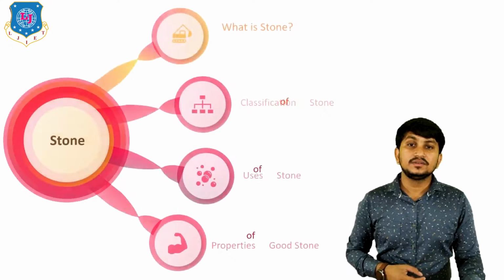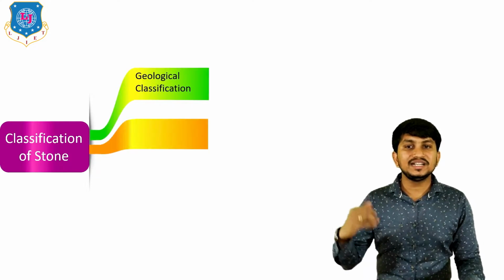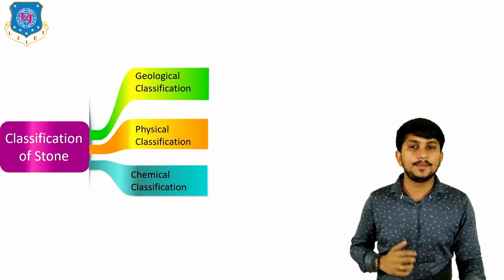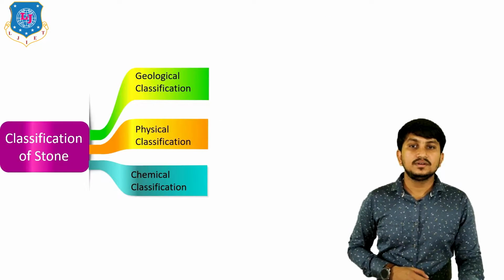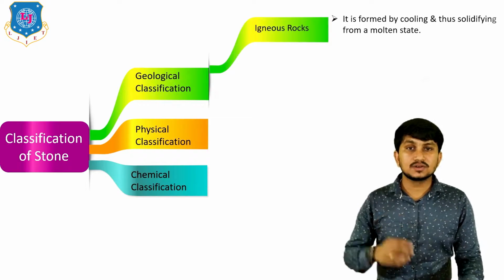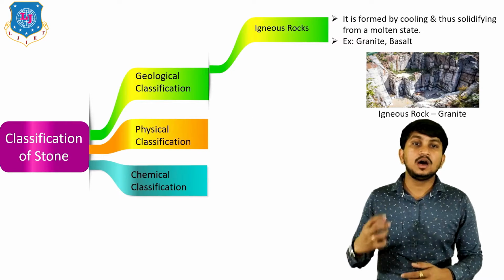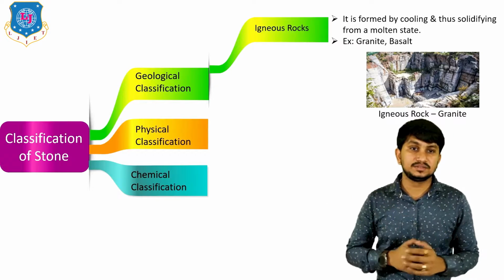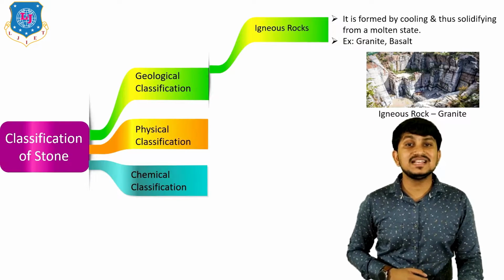Okay, now let's see the classification of stone. It is generally classified into three types: geological classification, physical classification and chemical classification. In geological classification, first type is igneous rocks. It is formed by cooling and thus solidifying from a molten state. The examples of igneous rocks are granite and basalt. This figure is of granite, one type of igneous rock.